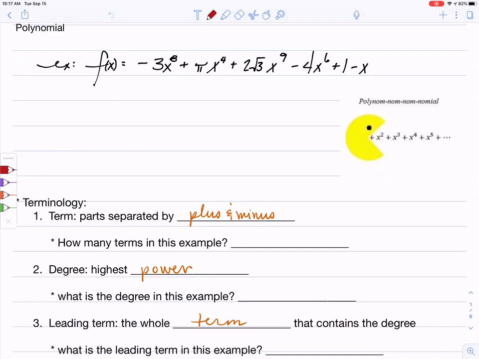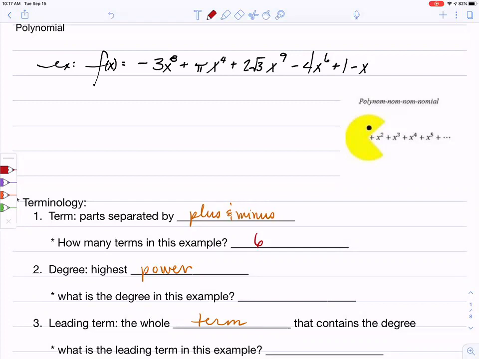So how many terms are in this really ugly example that I've provided for you? There's 6. Dylan, which one are you missing, do you think? The X on the end, okay. The word degree, okay, so what's the degree in my example?